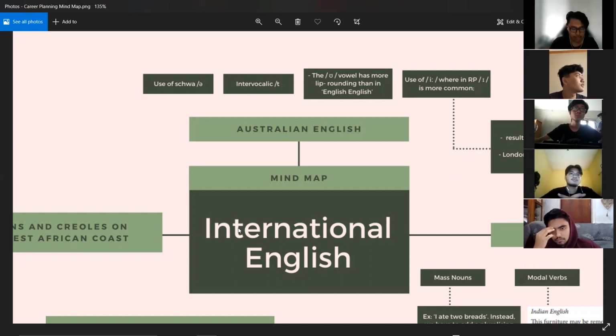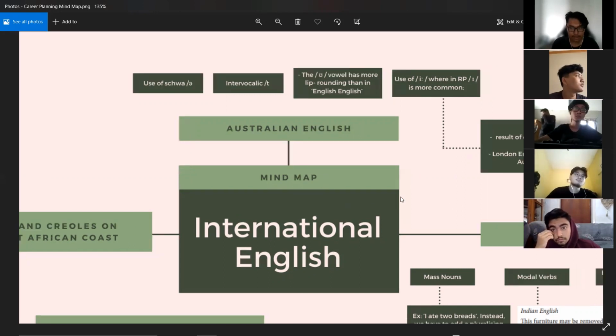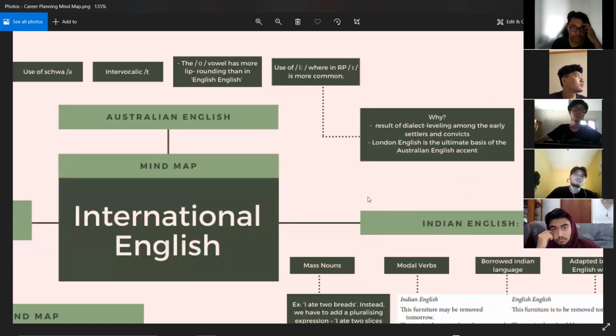So now I will explain why this happens. The first theory is that it is the result of dialect leveling among the early settlers and convicts, many of whom came to Australia from Southeast England and from Ireland and Scotland. The second theory is that London English is the ultimate basis of the Australian English accent, while the features from Irish and Scottish accents took effect later on. So that's all from Australian English.